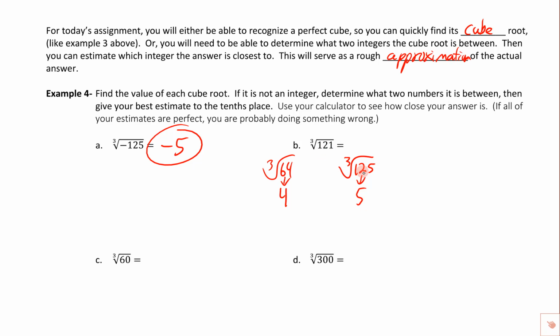Well, this is 121, this is 125, so it's probably closer to 5. Now, this is not a good estimate. Don't just say 4.5, circle it, and say, oh, I'm done, I gave an estimate. Okay, I want you to give a little bit more thought than that.